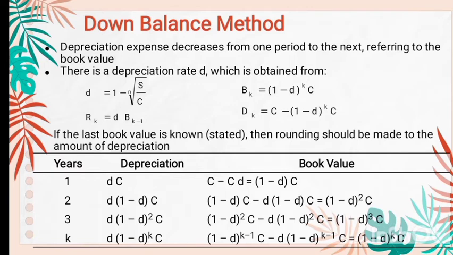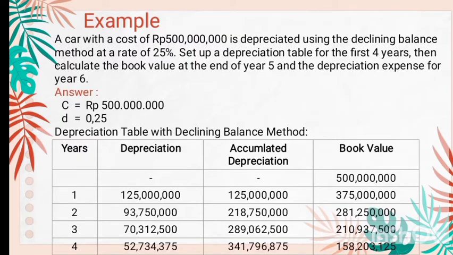Next, book value equal 1 minus D to the power of K multiplied by C, and the last, DK or accumulated depreciation, is C minus 1 minus D to the power of K multiplied by C. If the last book value is known, the rounding should be made to the amount of depreciation. So this is the formula.